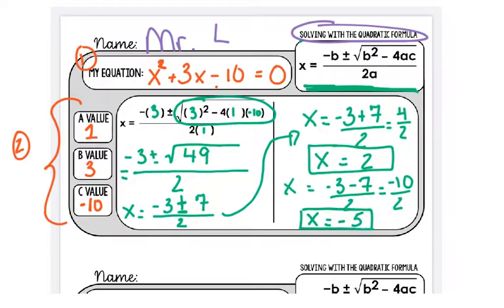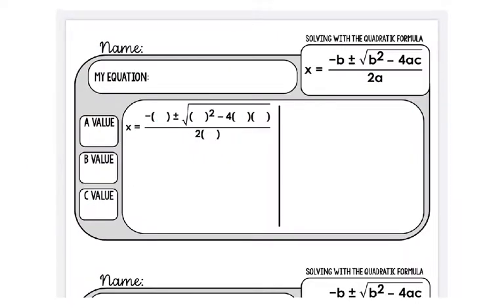And those are going to be my answers. Okay? So I'm going to pause us here, and I'm going to get us set up to do another problem. Alright, and I am back now with another one. So we're going to try one more.